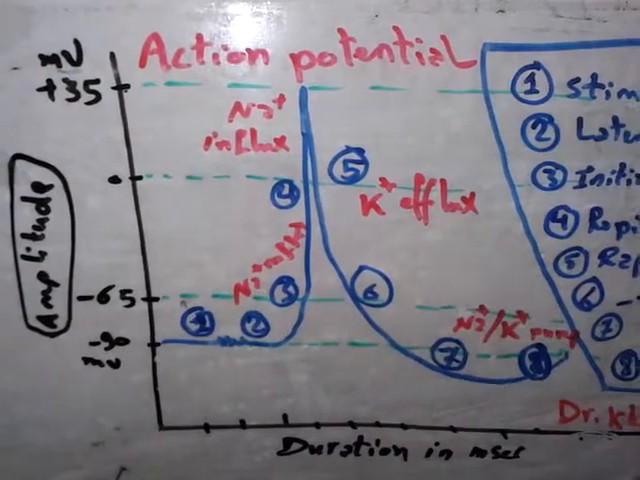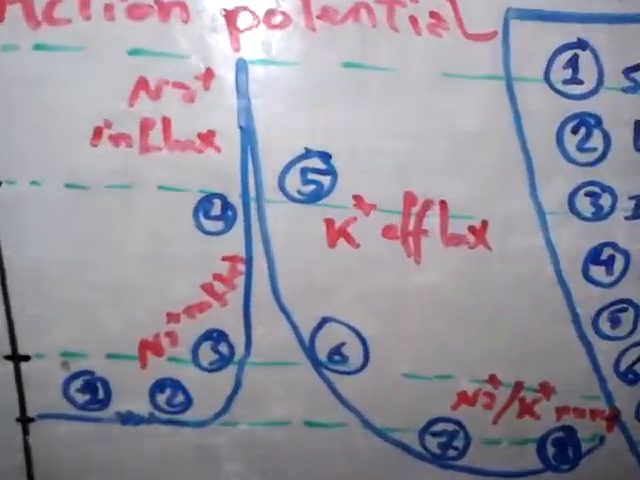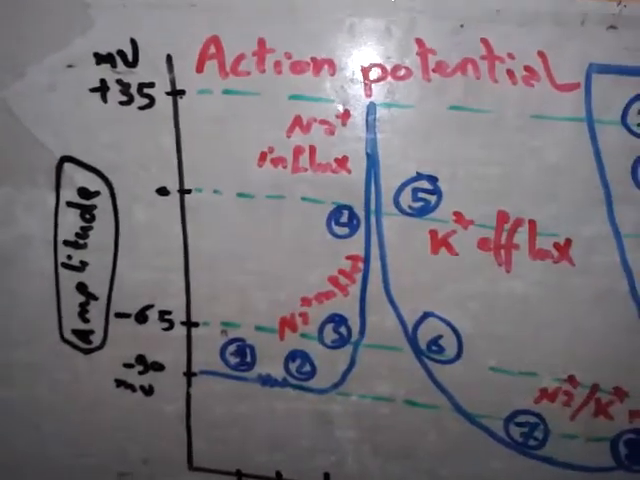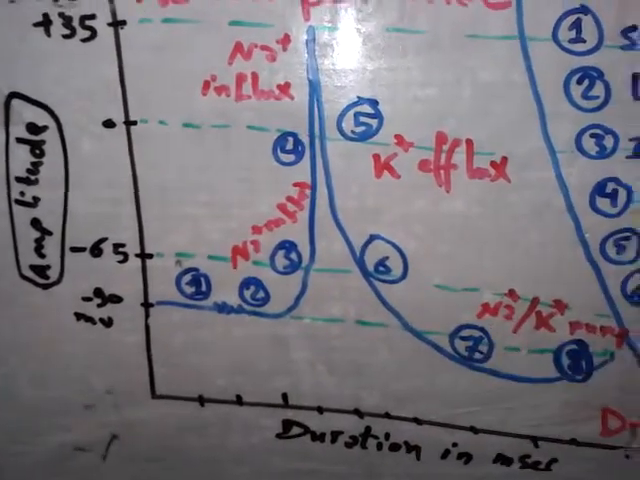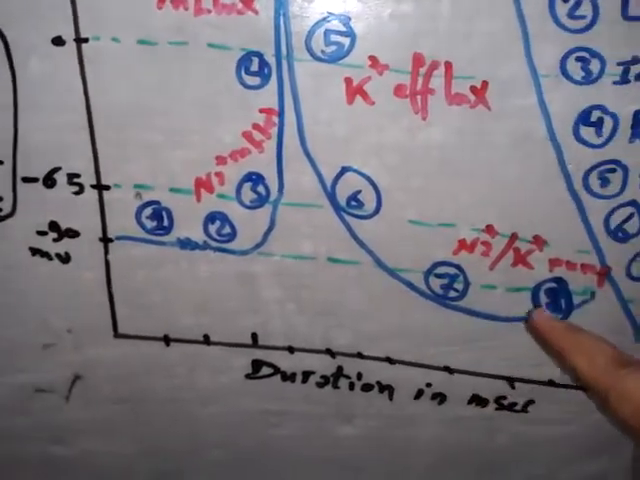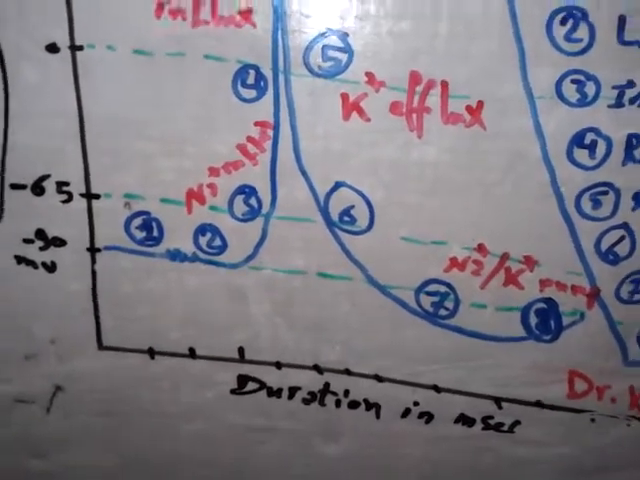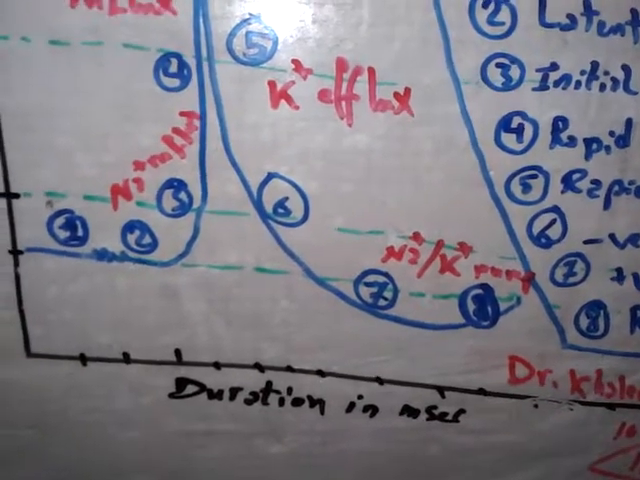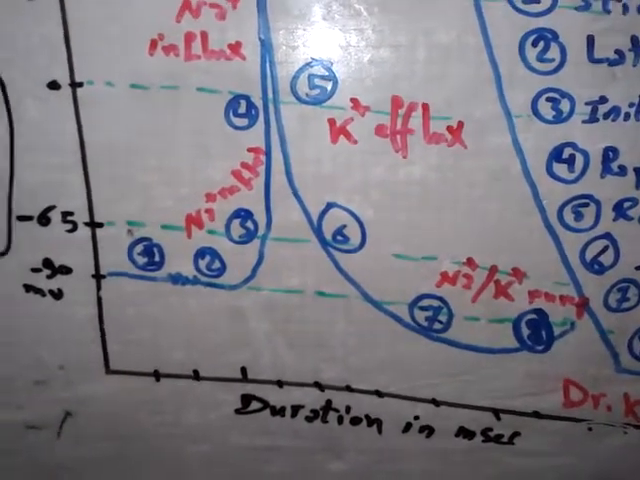Then repolarization starts by rapid repolarization, number 5. Initial rapid repolarization. Then repolarization becomes slow to form negative after potential. Then there is undershoot of repolarization forming positive after potential, and finally it will reach the resting level. This undershoot will return to the resting state to become minus 90 millivolt.